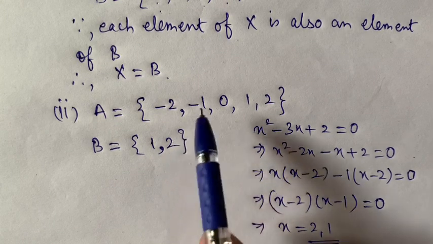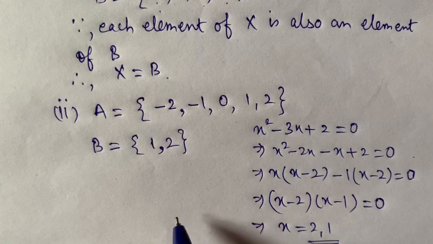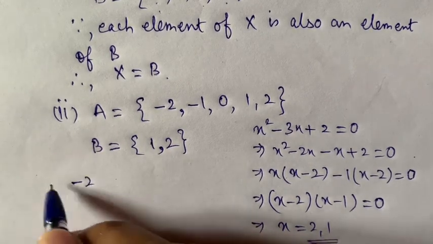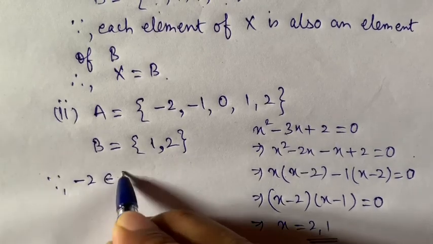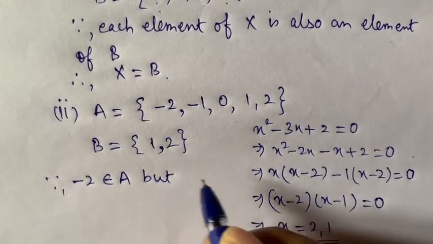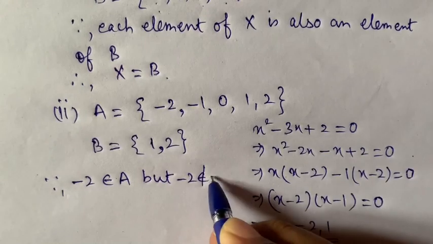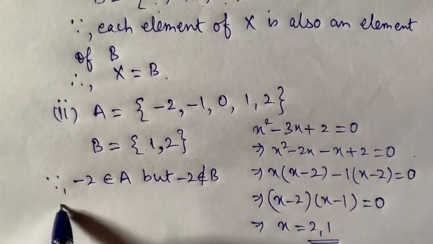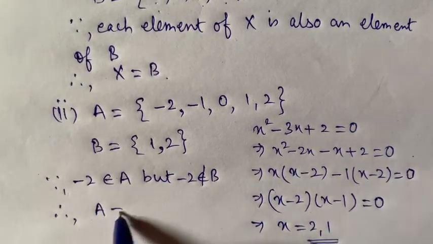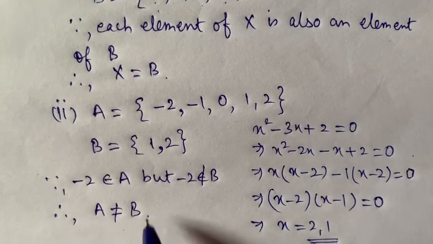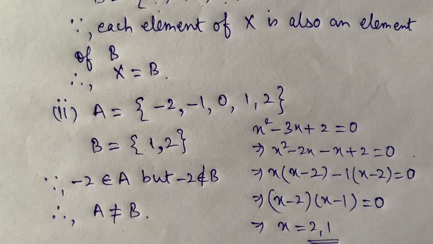Now we will compare them. Since minus 2 belongs to A, but minus 2 does not belong to B, therefore A is not equal to B. That means these two sets are not equal. That means this pair is not equal. So A is not equal to B we will write.